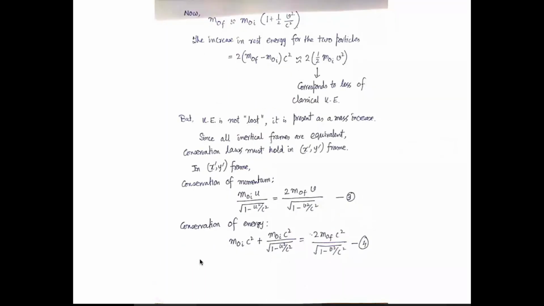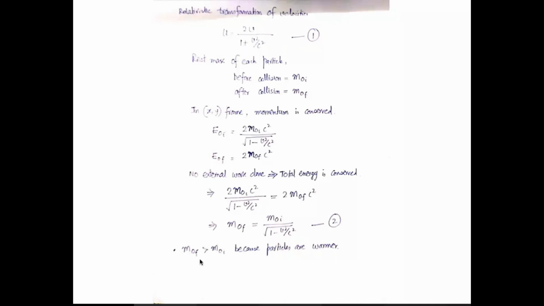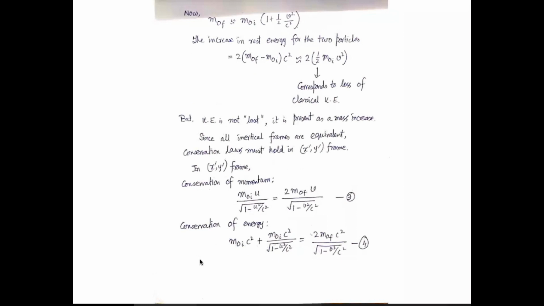Now, this m naught f and m naught I, if I make a binomial expansion, they are related this way. So the increase in rest energy for the two particles is this. And you can see that it corresponds to loss of the classical kinetic energy. So therefore, everything is falling in place. All we can say is that the kinetic energy is not really lost. We thought that the kinetic energy was lost in the form of heat, but it presents itself as an increase in mass when we enter into the world of relativity.